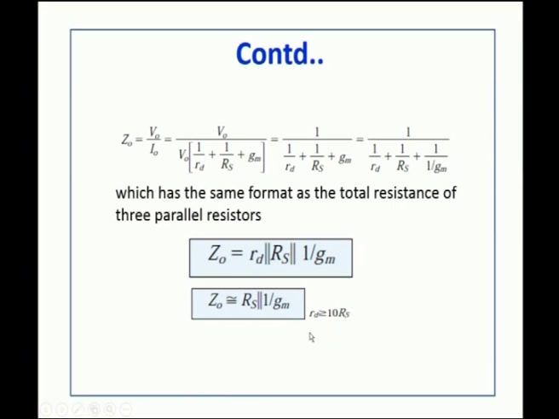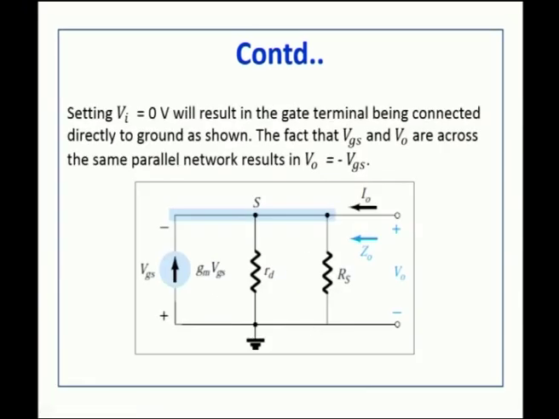And if you consider the internal resistance is greater than or equal to 10 times RS, then you can neglect this RD part in the output impedance, and so the equation will become RS parallel 1 by GM. This is the output impedance of the circuit with the effect of RD in the common drain circuit. This is the common drain circuit.